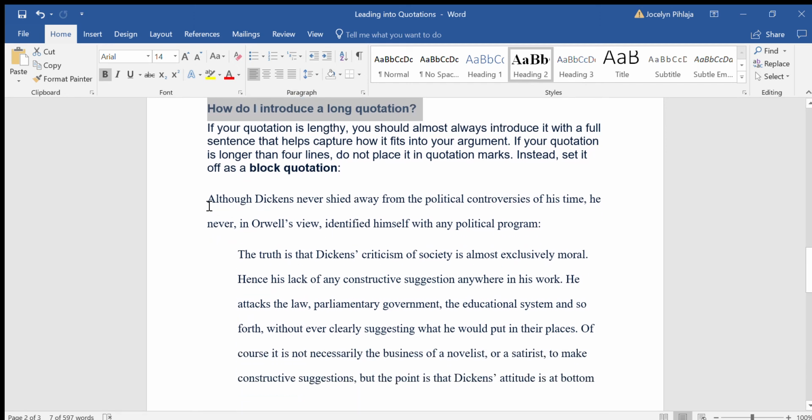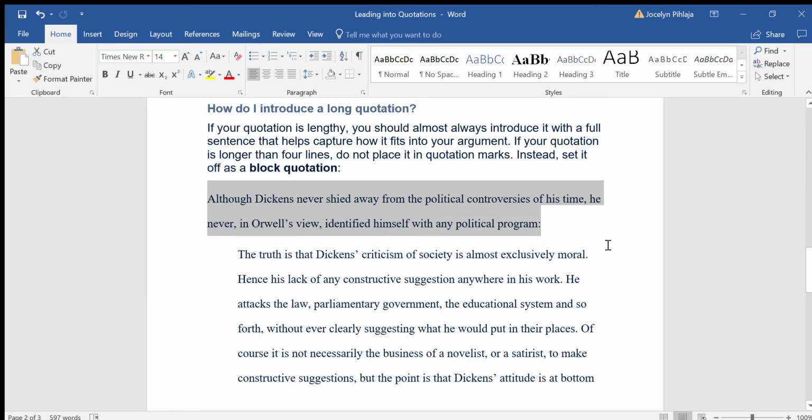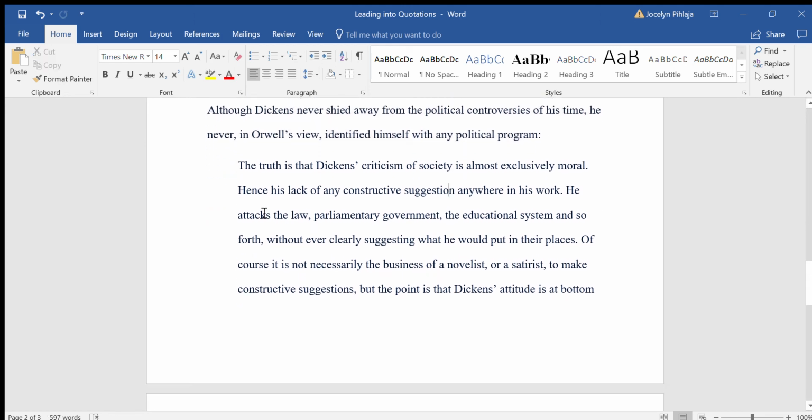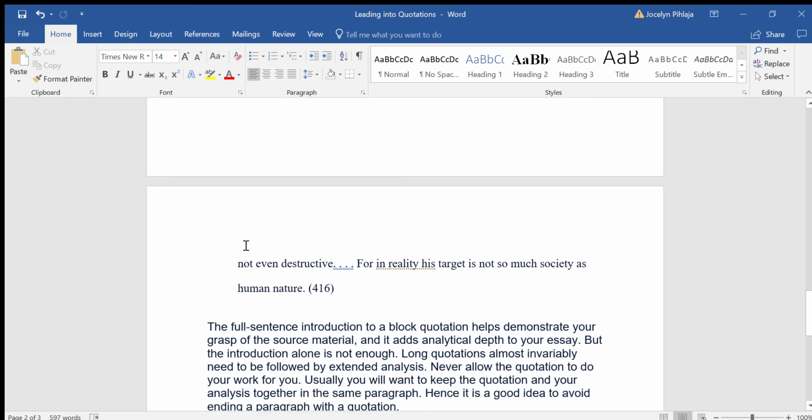Okay, so here we have the lead-in written by, let's say, a student. Although Dickens never shied away from the political controversies of his time, he never, in Orwell's view, identified himself with any political program, colon. Now, what comes next is the quote. You can see it's a longer quote. You can also see there are no quotation marks. So you just indent it, a tab space. And also notice that it's double spaced, the quote is. And at the end of the quote, strangely, the period comes before the page number citation or the citation.